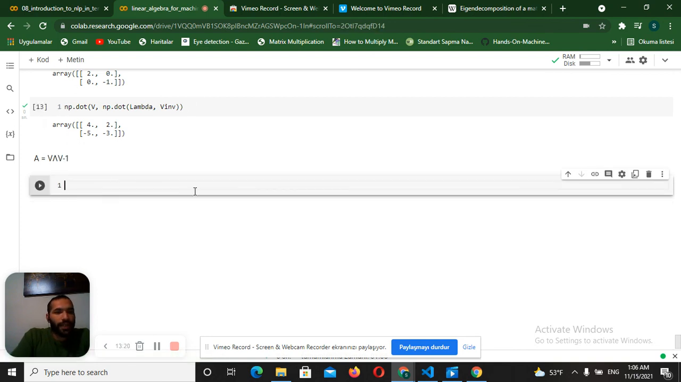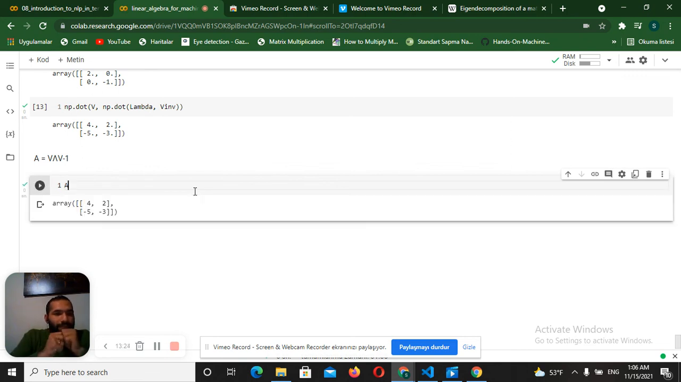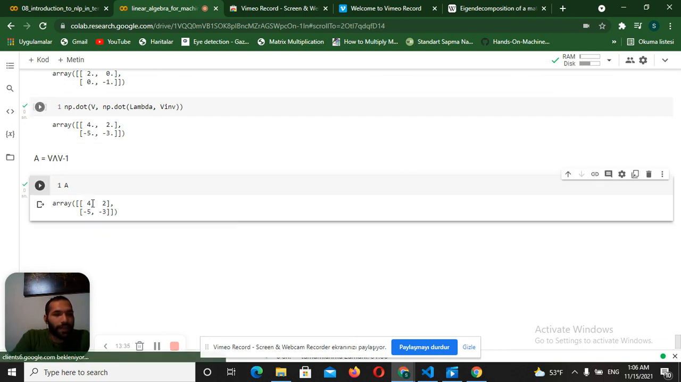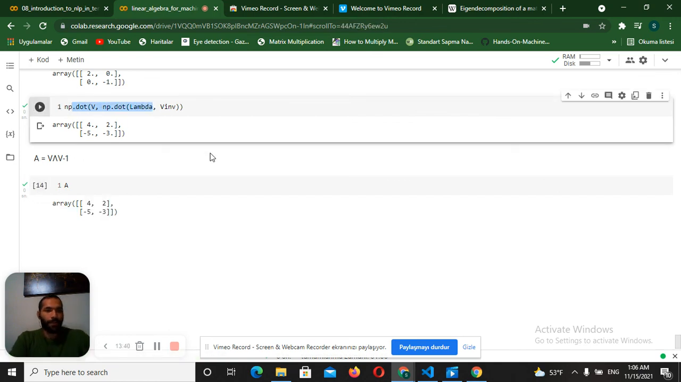Now let's check our A matrix. Have you seen? For 2, minus 5, 3. This is our equation solved, and this is our original A matrix. Have you seen? The whole equation is here.